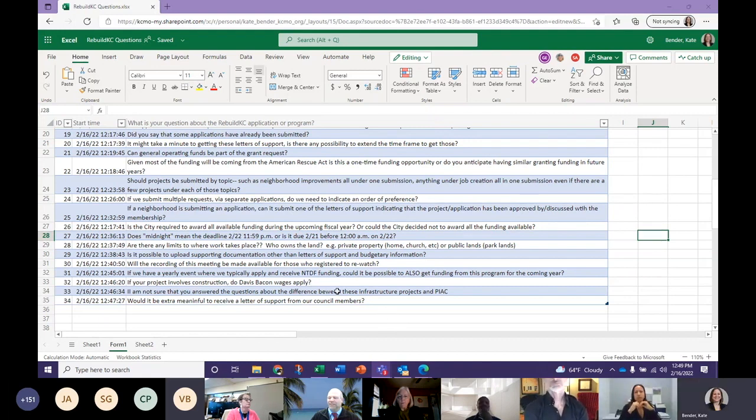If you have a yearly event where you typically apply and receive NTDF funding, would it be possible to also get funding from this program for the coming year? Which I know you oversee NTDF as well. So no, I mean, we'd have to be really careful there about double dipping. We shouldn't fund the same project or the same program from NTDF and then fund it again from Rebuild KC.